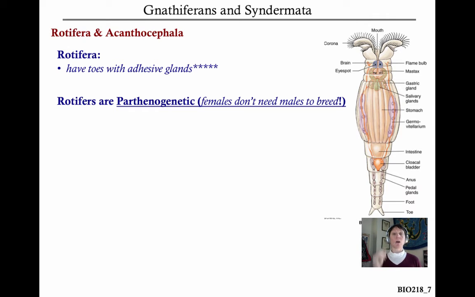Now, one of the major concepts that I want to cover with the rotifers as an example, oh, and by the way, before I forget, I need to tell you that these guys are coelomate organisms.